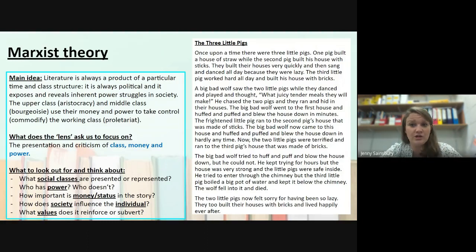Now, you could argue that even within the Three Little Pigs narrative, there are further class structures because the Three Little Pigs build their houses out of different materials, straw, sticks, and bricks. Which one of those do you reckon is a representation of which of the pigs has more money and power? So what I'd like you to do is have a little think about the Three Little Pigs story, pause the video here and see if you can answer those questions that are on the left-hand side.